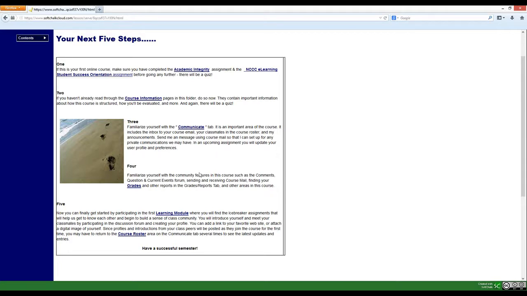So in the SoftChalk lesson, or in a lesson like this, there's not really a mechanism for the students to introduce themselves because they can't add content to the lesson. The instructor could certainly introduce themselves here as part of the course overview and welcome, maybe have a whole page about yourself.